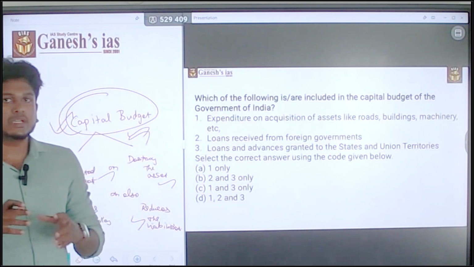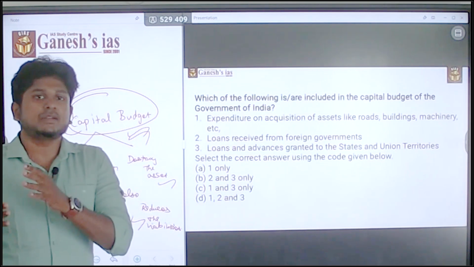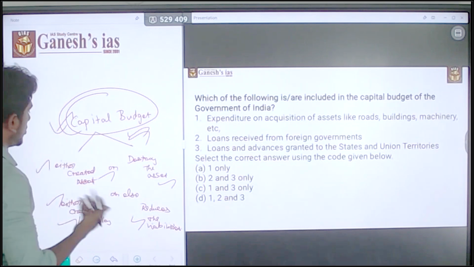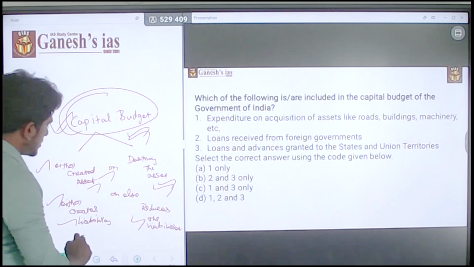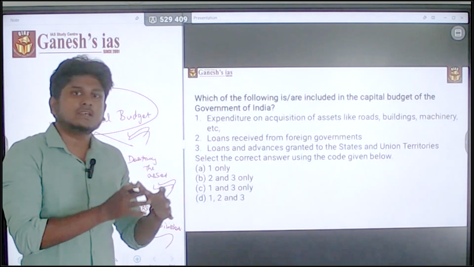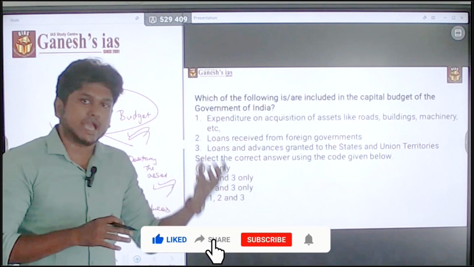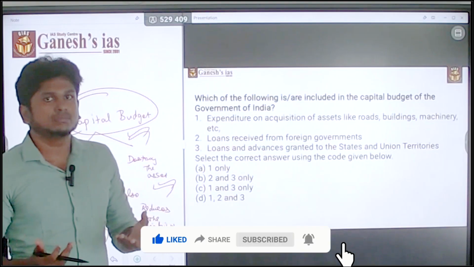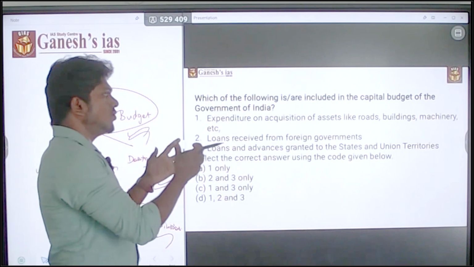Now you can rephrase the same thing for the revenue budget. When it comes to the revenue budget, neither does it create the asset, nor does it destroy the assets. Neither does it create the liabilities, nor does it reduce the liabilities. That is called a revenue budget. So that is the whole thing about what is capital budget and what is revenue budget. It is a very simple concept and comes under public finance. With this knowledge, you just go for this answer.